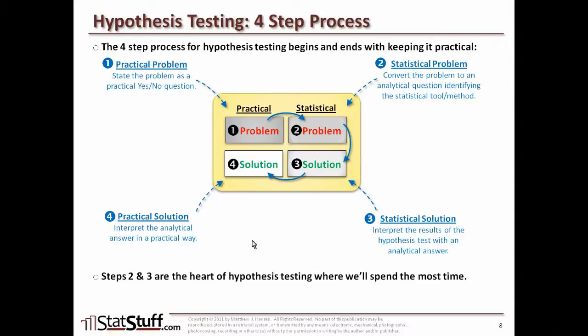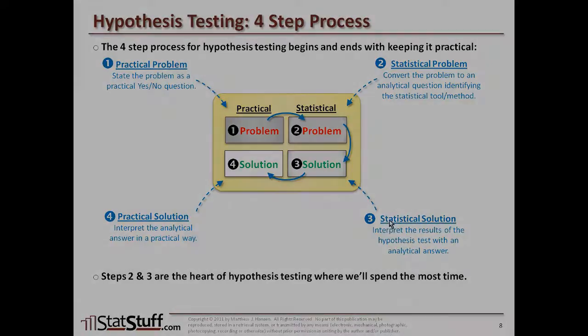So it's steps 2 and 3. This is really the heart of hypothesis testing, and this is where we're going to spend most of our time doing the analysis. We're going to dig a little bit deeper as we explore the formal and informal methods for how we're going to take things from a practical problem and convert it to the statistical problem, and how we're going to go through the process of coming up with a statistical solution, because it's really the heart of where hypothesis testing is.